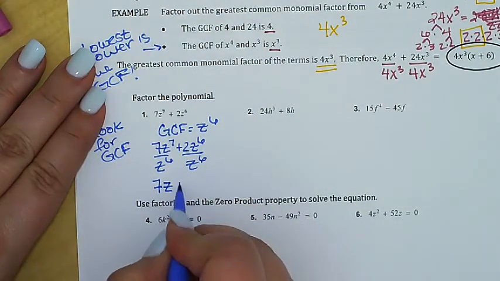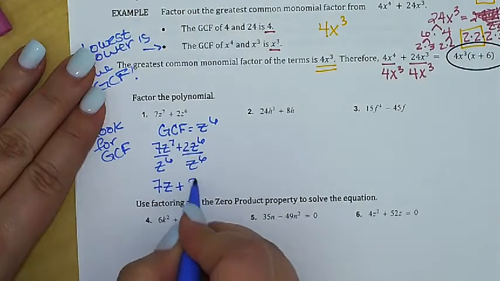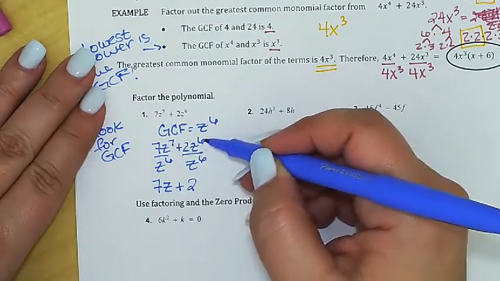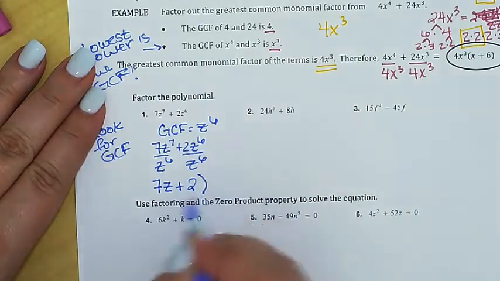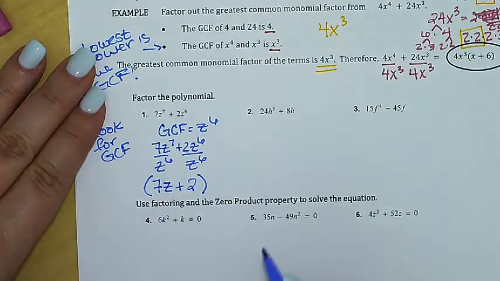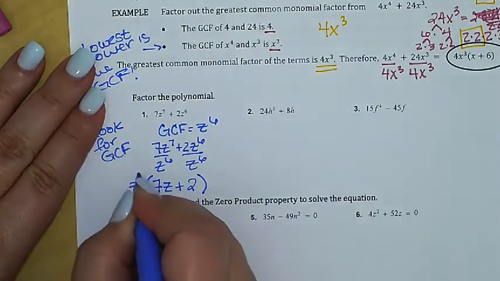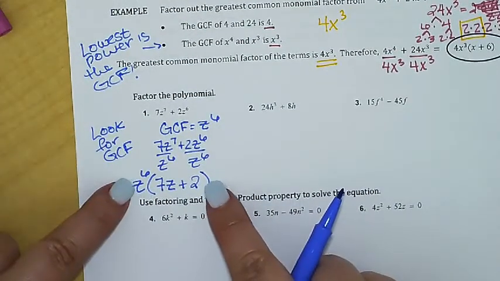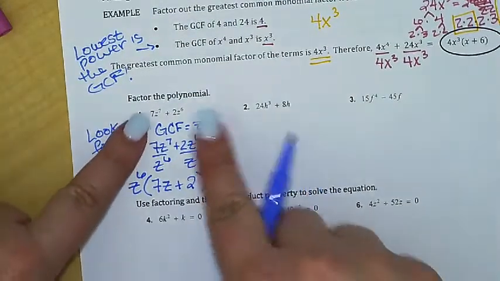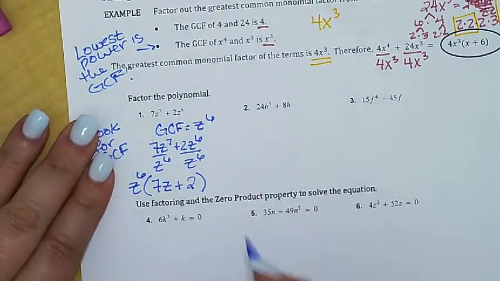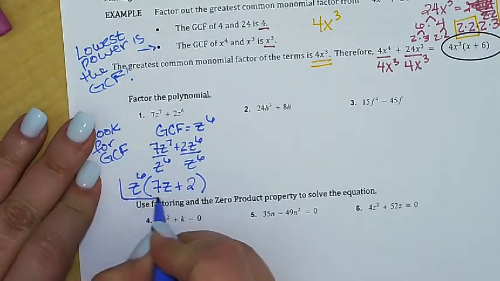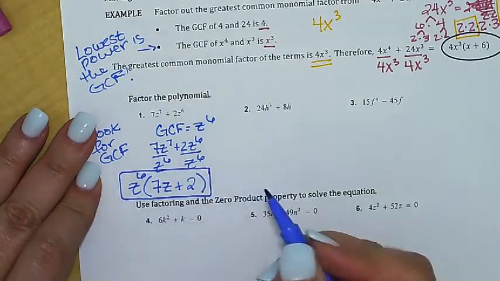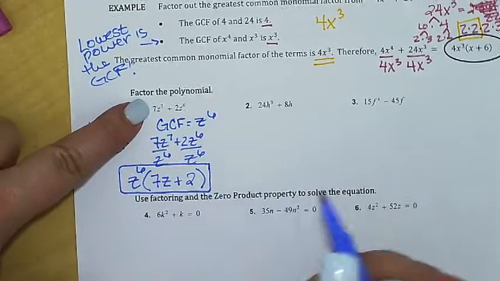And this one here, I would still have my 2, because 2 divided by 1 is still 2. That didn't change. And the z's are identical, so all 6 of these z's get canceled out, and I don't have any z's left. That's going to determine what goes in my parentheses, and then I just write my GCF out in front. And this is the factored version of that. So this is my answer right here. It's the same polynomial in factored form instead of in simplified form.